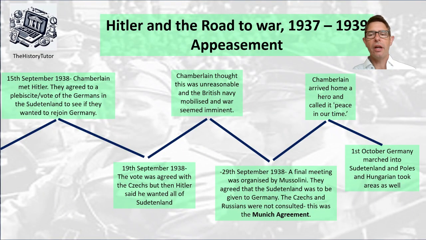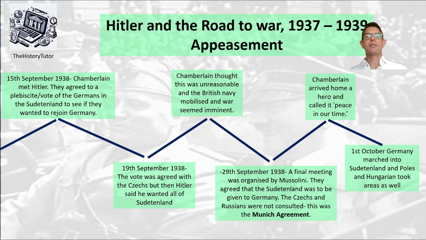Chamberlain arrived home a hero, and he announced he had peace in our time, and promises from Hitler that this was it. This is all he wanted. So on the 1st of October, Germany marched into Sudetenland and took back that area. This meant that he had broken the Treaty of Versailles again.